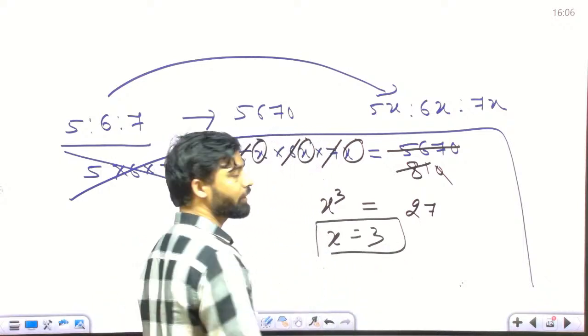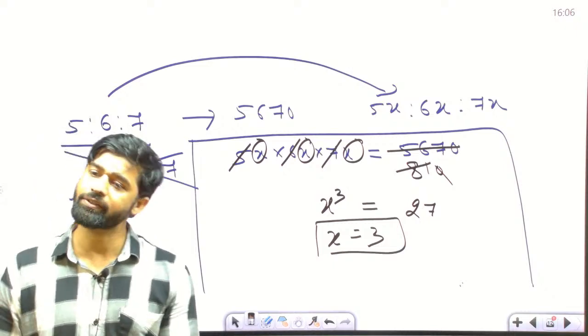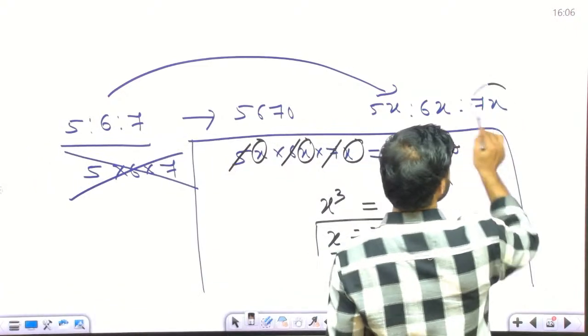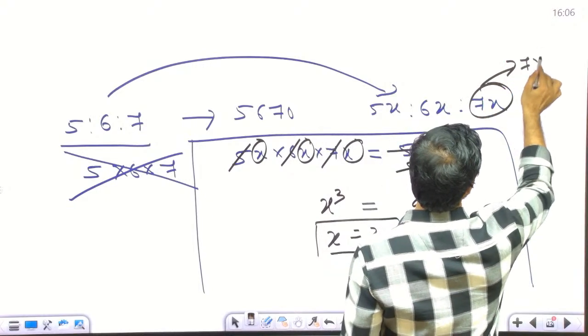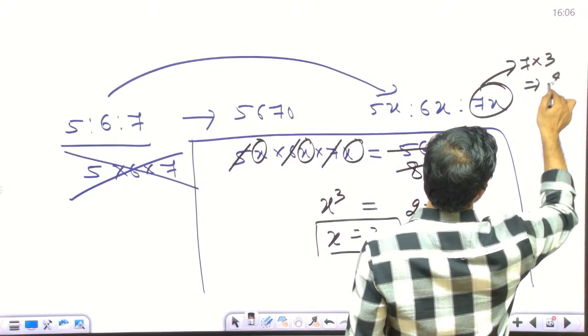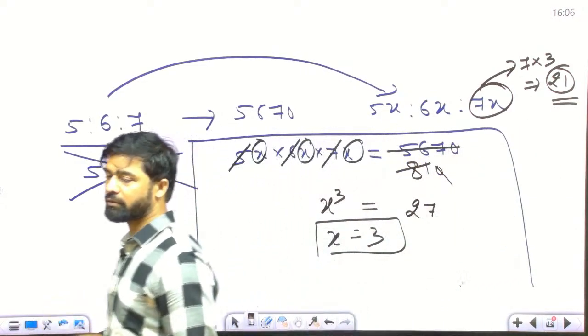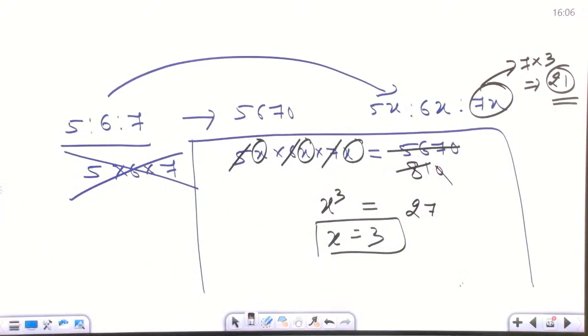And we need the greatest among all the numbers, and the greatest among all the numbers is 7x. So 7 and the value of x is 3. The answer is 21. That's why I was a little bit worried about it, whether you are getting 189 or more than 21. Why? And it was very simple.